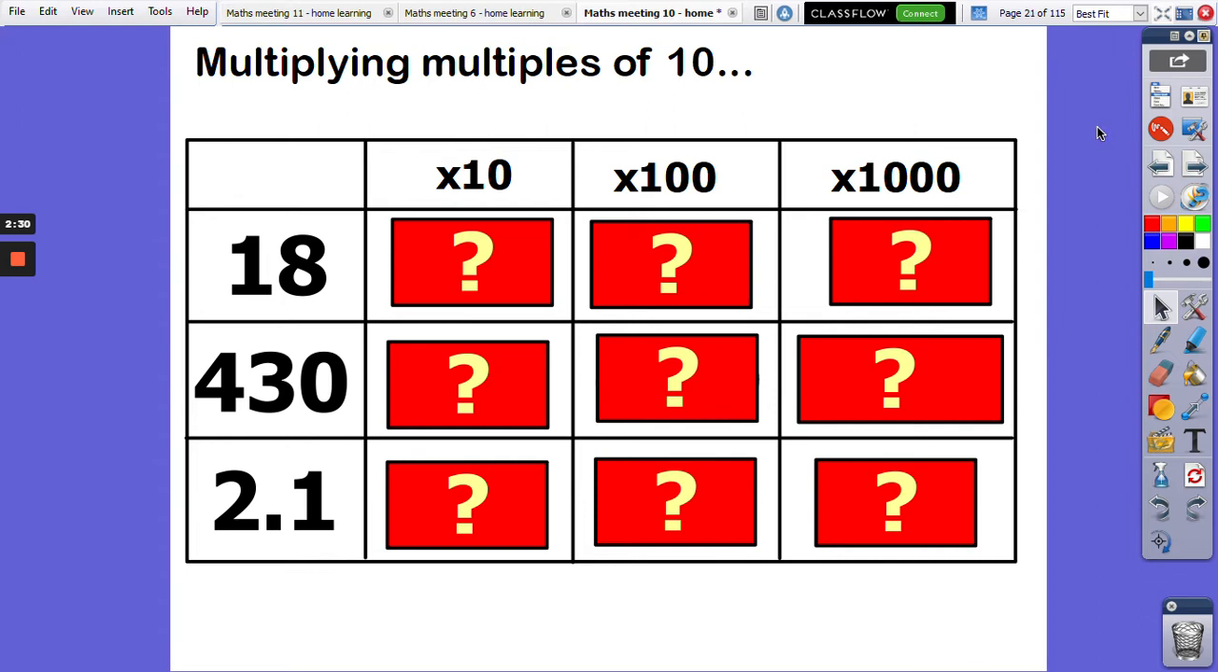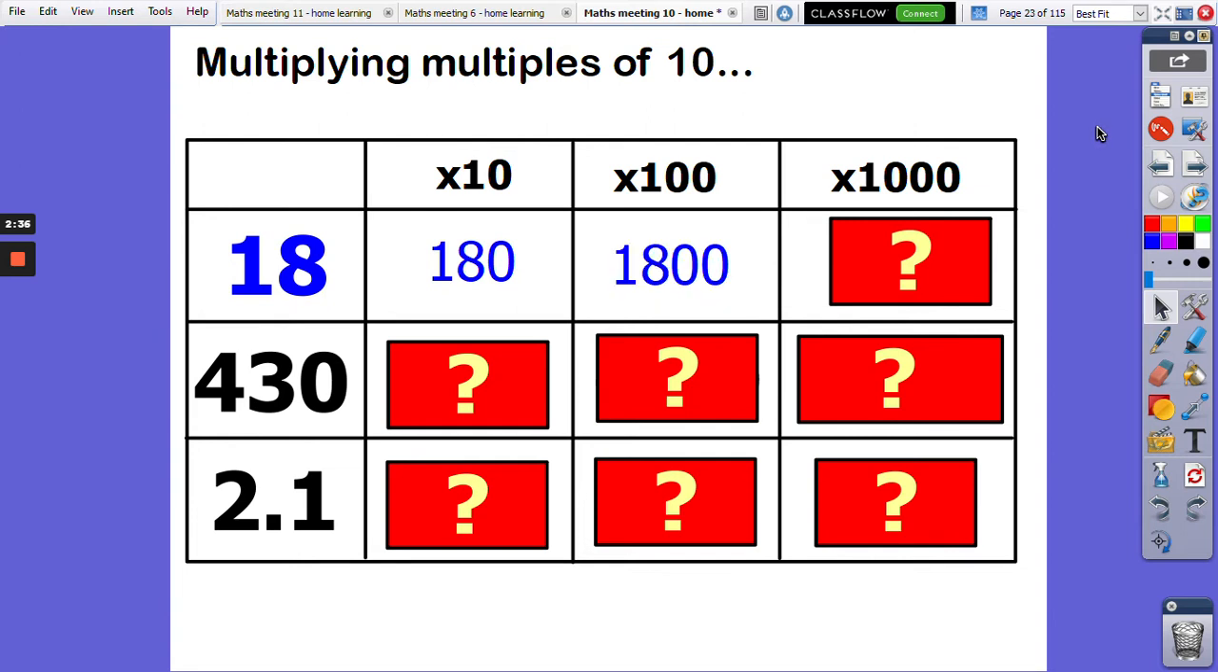So we're going to start with 18 multiplied by 10, which is 180. 18 multiplied by 100 is 1,800. 18 multiplied by 1,000 is 18,000. Note each time how many columns our original number has moved. We've moved one column, we've moved two columns, and we've moved three columns.